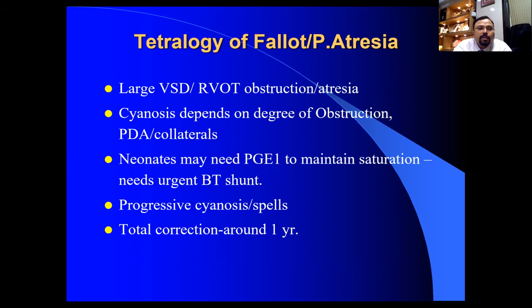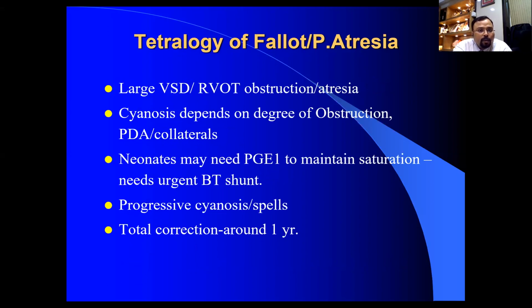Now, tetralogy with pulmonary stenosis or pulmonary atresia, you will see a large VSD. There will be an unrestricted VSD with RVOT obstruction or atresia. So pulmonary stenosis or pulmonary atresia, these two are the main components of TOF. Cyanosis depends on the degree of obstruction, PDA, and collaterals.